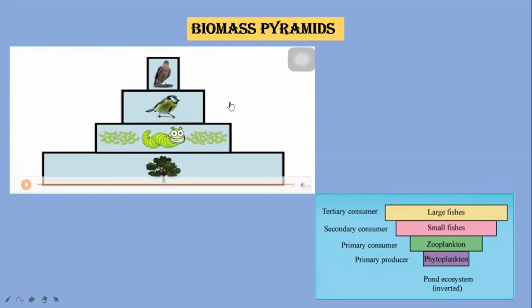Okay, but a biomass pyramid can be inverted too, in a different ecosystem. This is one ecosystem. The mass of phytoplankton is less than zooplankton. The mass of zooplankton is less than small fishes. The mass of small fishes is smaller than large fishes. So that's why the shape of the pyramid can be inverted.